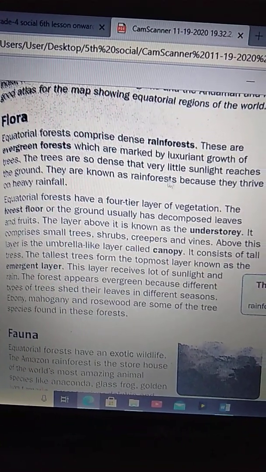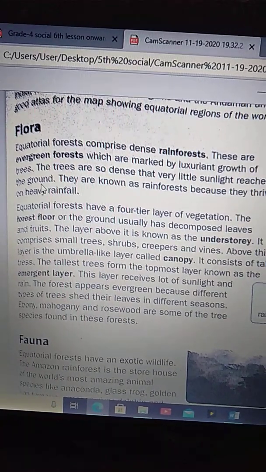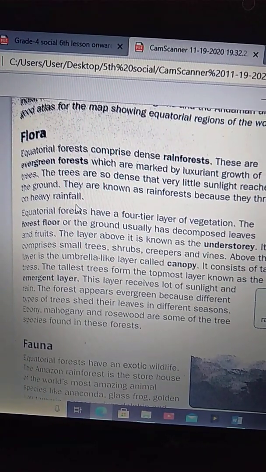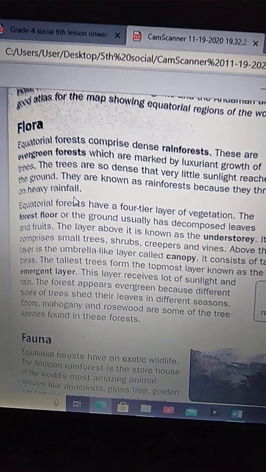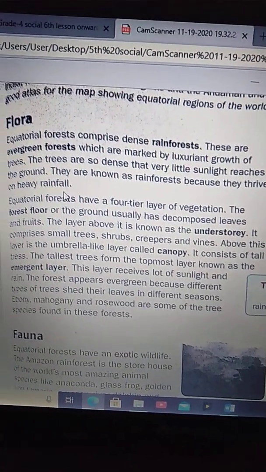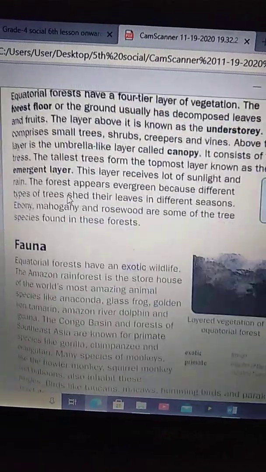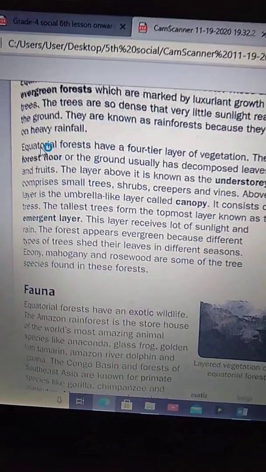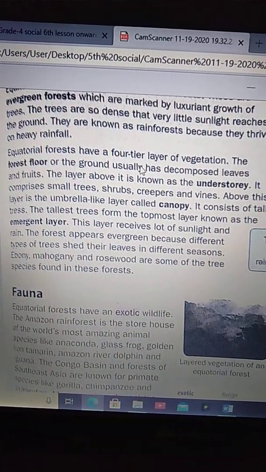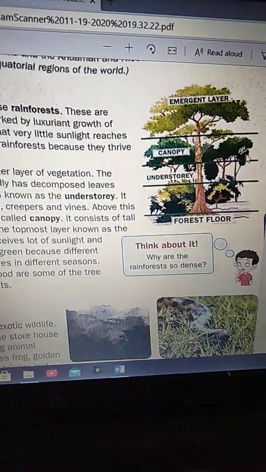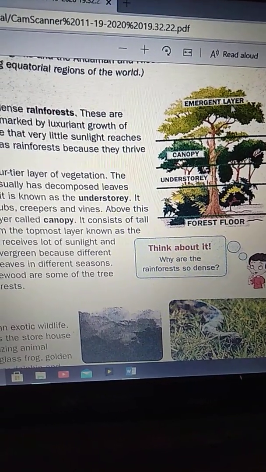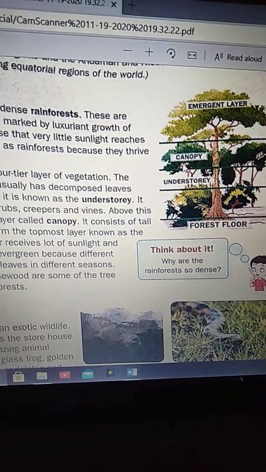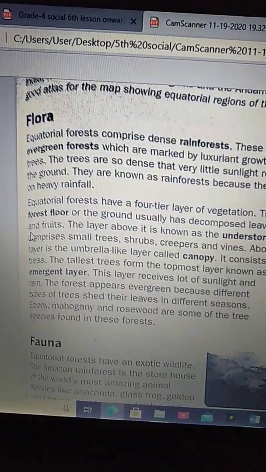They are known as rainforests because they thrive on heavy rainfall. So, these equatorial forests are called rainforests because they depend mainly on heavy rainfall. Equatorial forests have a four-tier layer of vegetation.